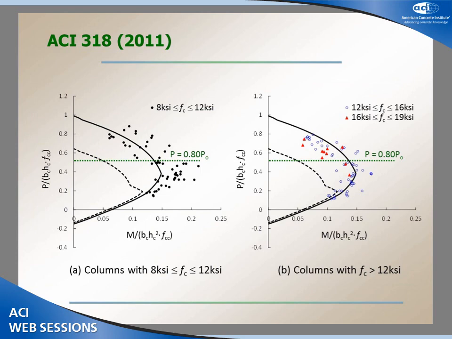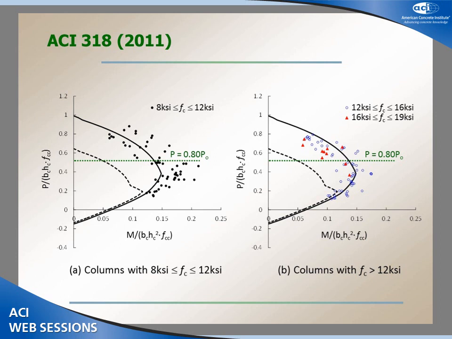Now, figure A shows the concrete strengths between 8 KSI and 12 KSI. Yes, we can see some data points show some over-predicted code strengths. But if we limit the data points to those which satisfy the code's actual load limitations, suddenly all the data points look great. They look all acceptable. So we can conclude that probably the current ACI 318 code can be used for practical column design up to a concrete strength of 12 KSI.